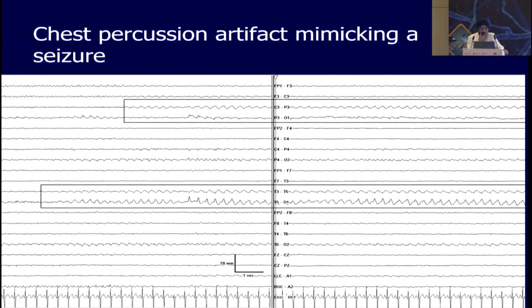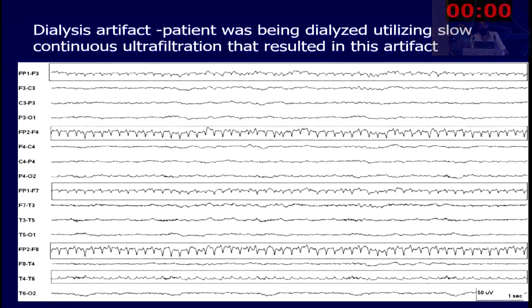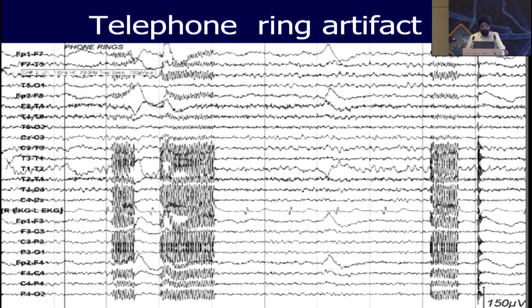Now this is chest percussion artifact mimicking a seizure. You can see a gradual buildup is there and it is monomorphic, like a picture at a frequency of 3 to 4 Hz, gradually builds up to 5 to 6, and when the doctor stops it comes down. Dialysis artifact: patient was being dialyzed utilizing slow continuous ultrafiltration, that resulted in this artifact. Cell phone ringing artifact, we can see out of phase reversal at F4 C4, and now telephone ring artifact which is more over the generalized, more over the T3, T4 regions and F3, C3, P4 regions.